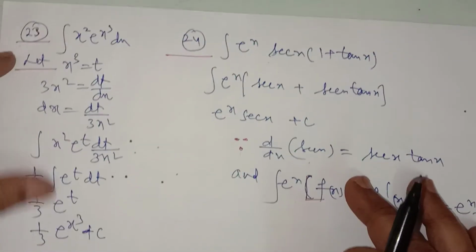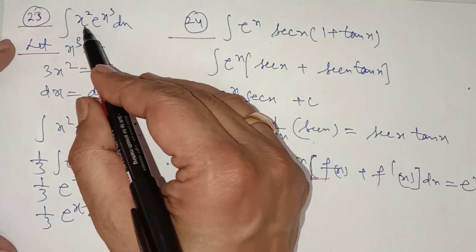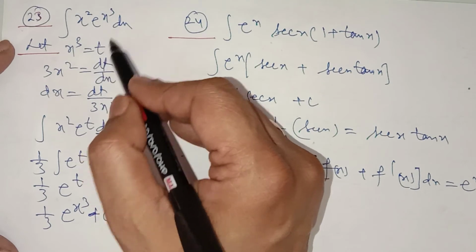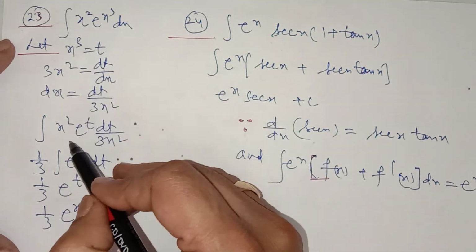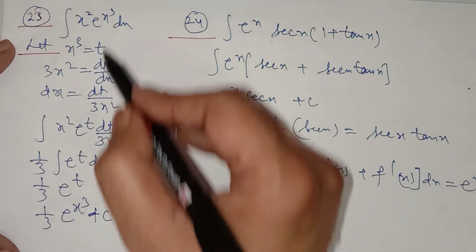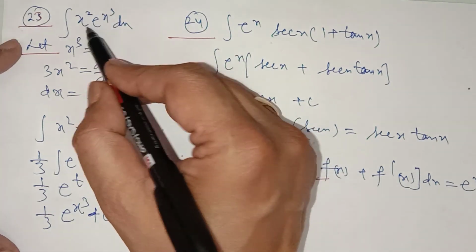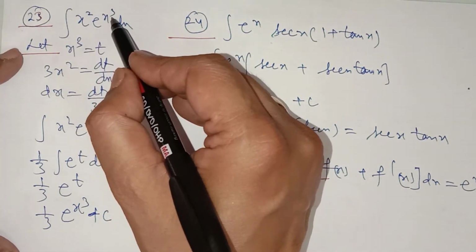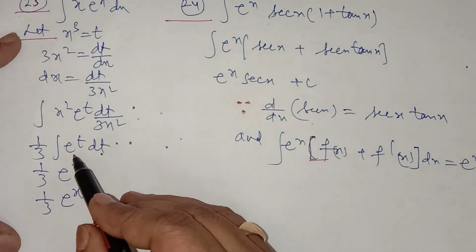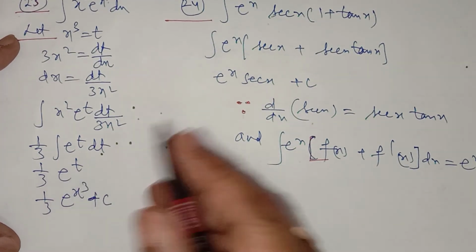In question number 23, you let x cube as t, then x square will be cancelled out when we put the value of dx. So it will be e to the power t only. When you put x cube equal to t, this x square will be cancelled. It will be only e raised to power t with respect to t, and the integration of e raised to power t is e to power t.